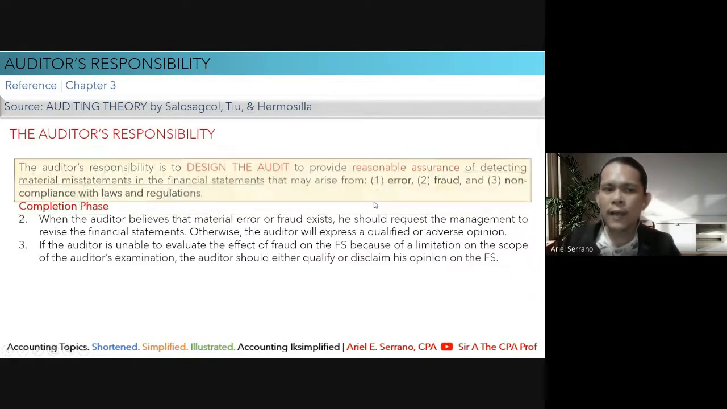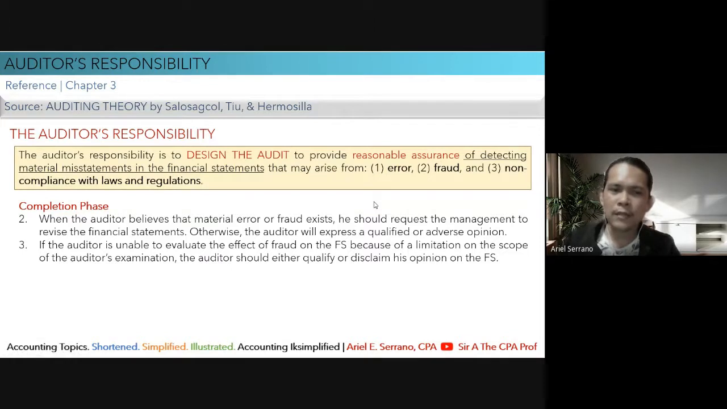Okay? Now, what else? Meron pa tayo dito. When the auditor believes, kapag sinabi ni auditor at naniniwala siya na mayroong material error or fraud, he should request the management to revise the financial statements. Siyempre, material error or fraud yan, maapektuhan yung ating financial statements. So, dapat i-modify yan, i-revise yan. Otherwise, hindi makakapag-provide ng unqualified opinion yung auditor. He or she will have to express a qualified or adverse opinion.